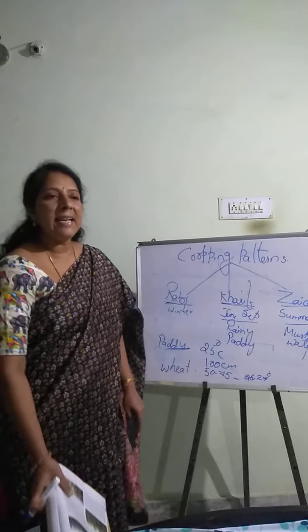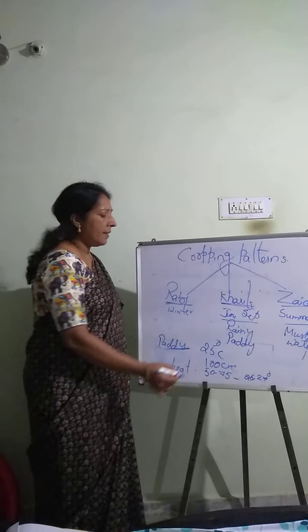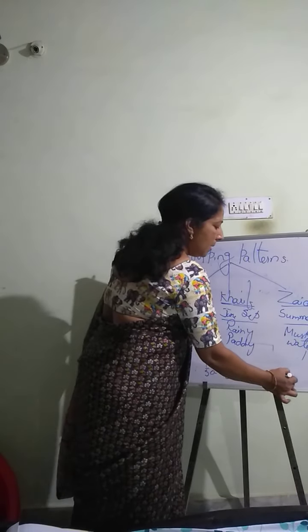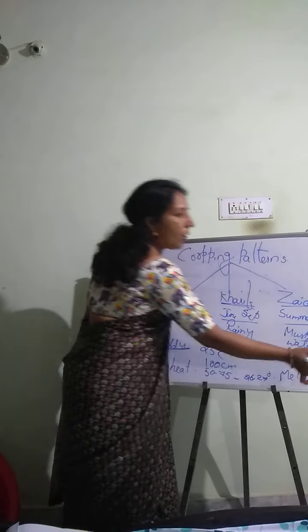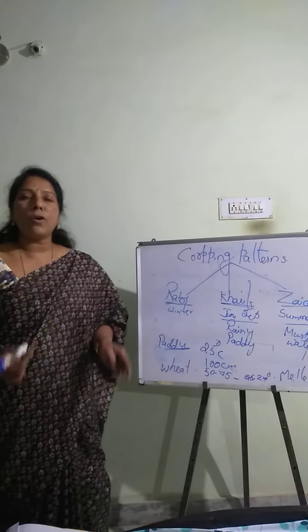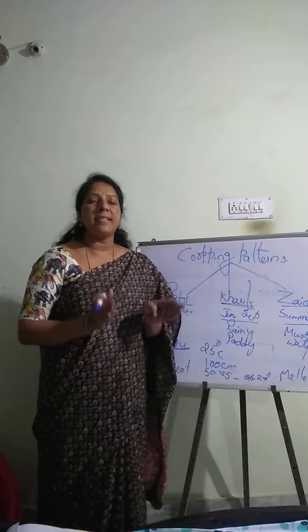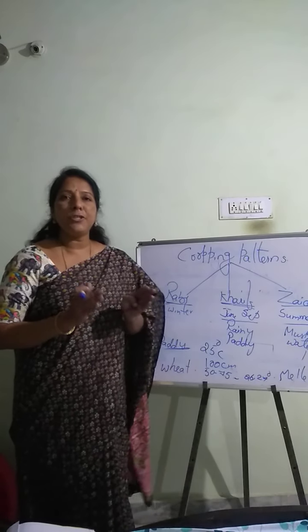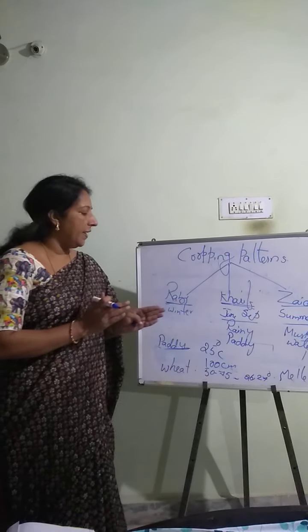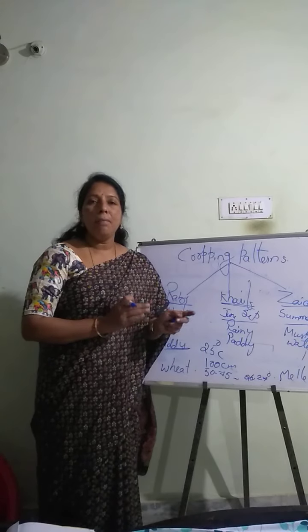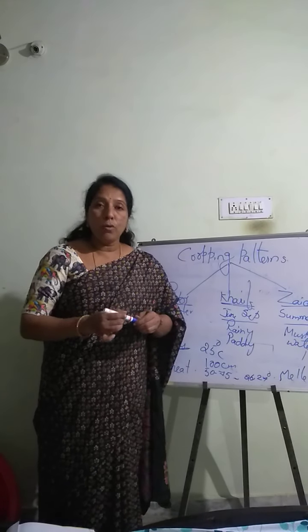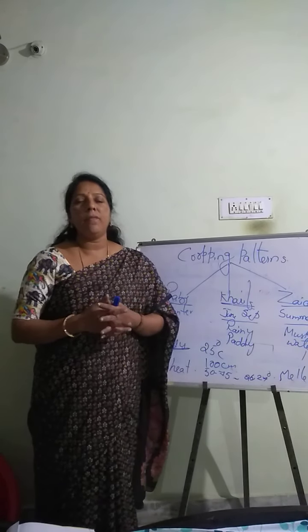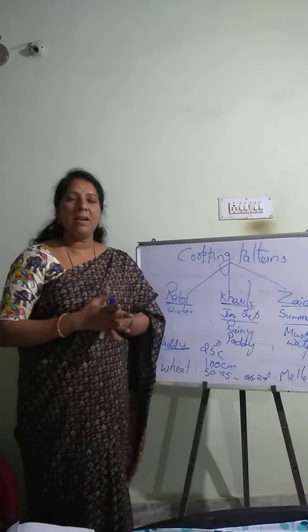And the third variety is millets. Another important crop is millets. Millets are called coarse grains. They are also called nutricereals, as they have much nutrition in them. Millets can be cultivated mostly where water is less available. Where water is less available, there we can cultivate millets.